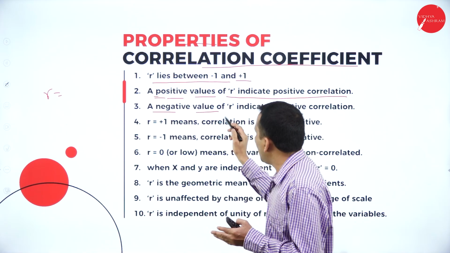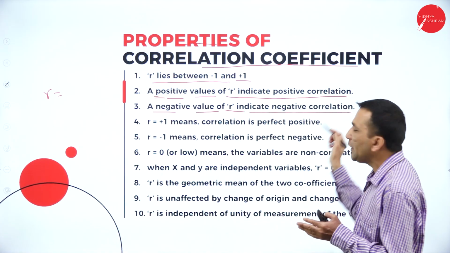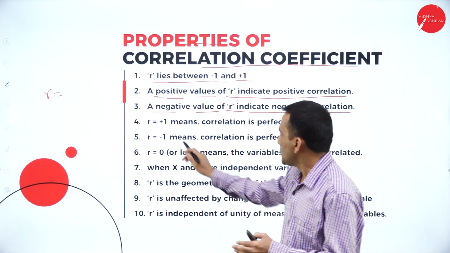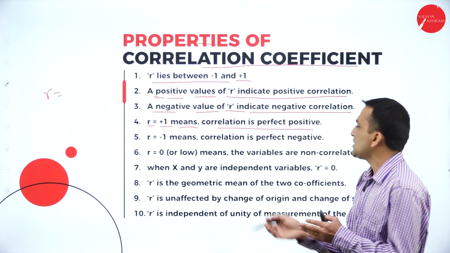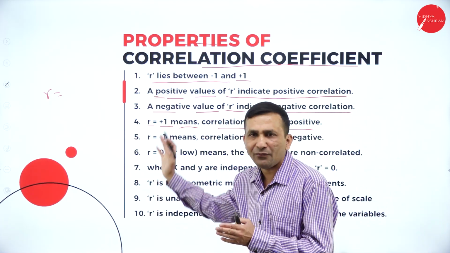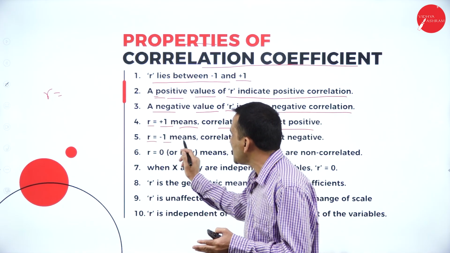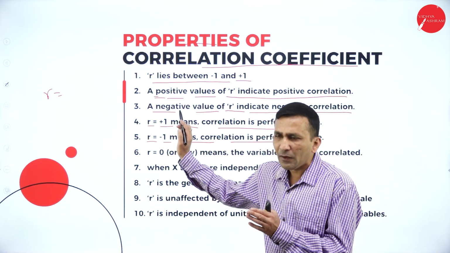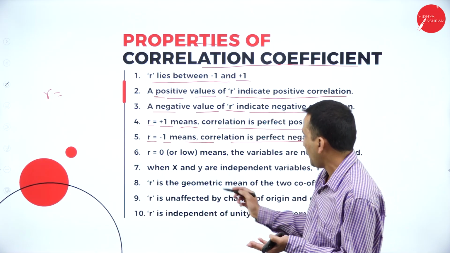If R is a negative value, then R indicates negative correlation. In the graph you can understand this much better. If R is equal to +1, the correlation is perfect positive. In the last session, with the help of the graph, I clearly specified this. If R is -1, the correlation is perfect negative. So +1 means positive, -1 means negative correlation, perfect correlation.